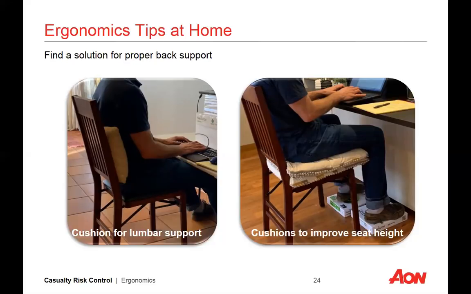The image on the left shows using a pillow for lumbar support. You could use a rolled up towel. As long as you can get something in that area of your lower back that provides that lumbar support, that can help maintain that S curve of your spine. You might need to use cushions or pillows to help elevate the height as you work in your chair.